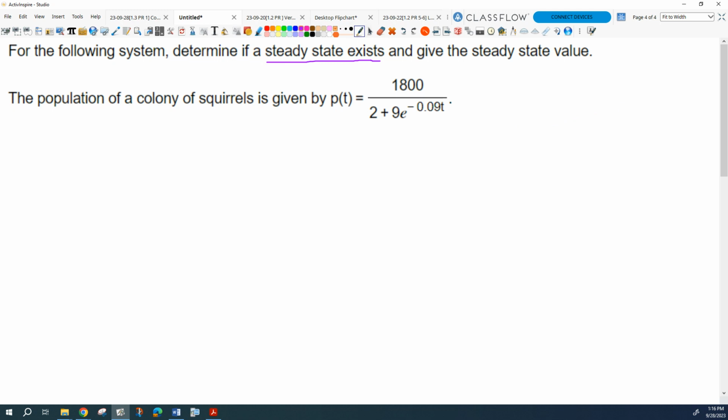To figure this out, we're going to take a limit of our population function as t approaches positive infinity. We're not going to go back in time with these squirrels, we're just going to go forward in time, right? If we try to evaluate this directly, we can just power through this. The part we're interested in is right here: e to the negative 0.09t. What does a negative exponent mean?